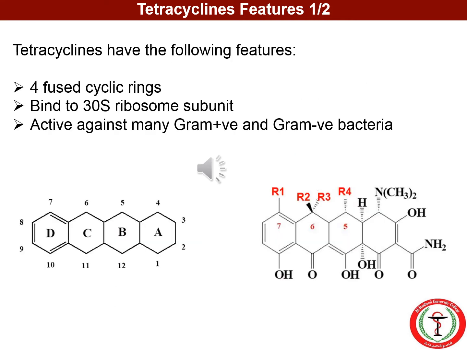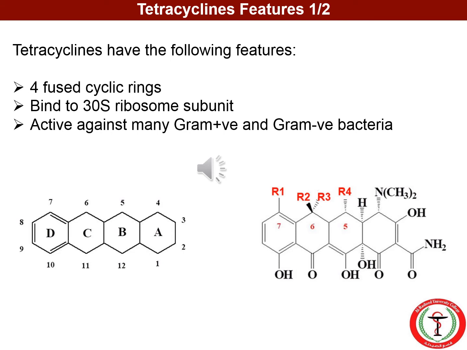Now we'll talk about the features of these antibiotics. Tetracyclines, as you can see in this slide, consist of 4 fused cycle rings and bind to the 30S ribosome subunit to give their action and inhibit bacterial protein synthesis. We'll talk in detail about the mechanism of action of these antibiotics later on.